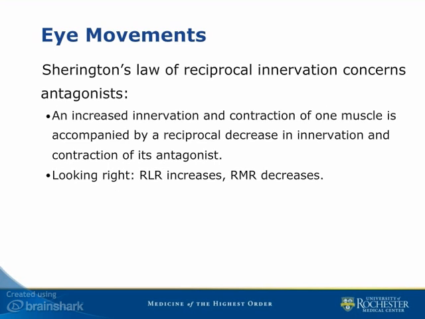The physiological concept that comes along with antagonist and agonist is Sherrington's law. It concerns reciprocal innervation. So it states that an increase in innervation and contraction of one muscle is accompanied by a reciprocal decrease in innervation and contraction of its antagonist. So when I'm looking to the right, my right lateral rectus gets an increase in innervation, increase in contraction, and the right medial rectus is going to have a concomitant decrease in innervation and contraction to let my eye rotate out to the right.